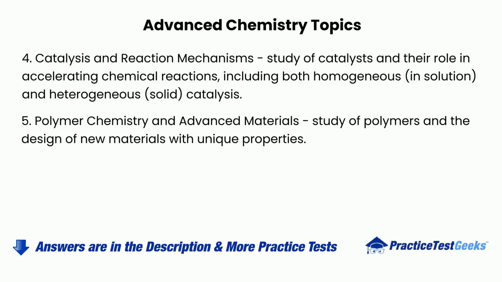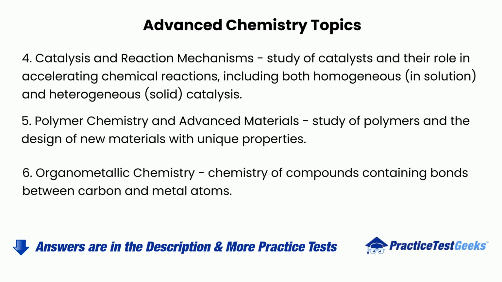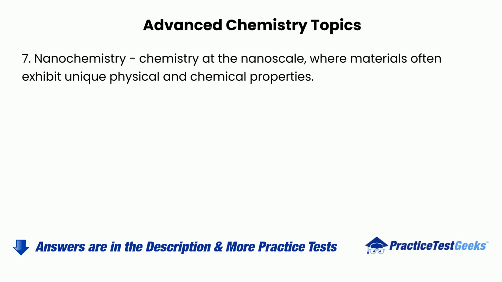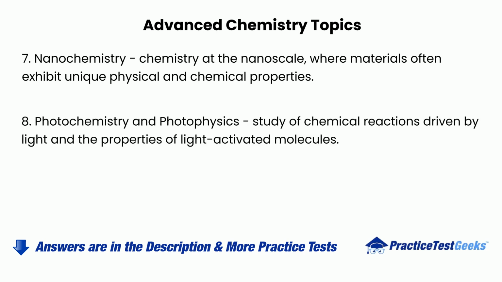5. Polymer chemistry and advanced materials. Study of polymers and the design of new materials with unique properties. 6. Organometallic chemistry. Chemistry of compounds containing bonds between carbon and metal atoms. 7. Nanochemistry. Chemistry at the nanoscale, where materials often exhibit unique physical and chemical properties. 8. Photochemistry and photophysics. Study of chemical reactions driven by light and the properties of light-activated molecules.